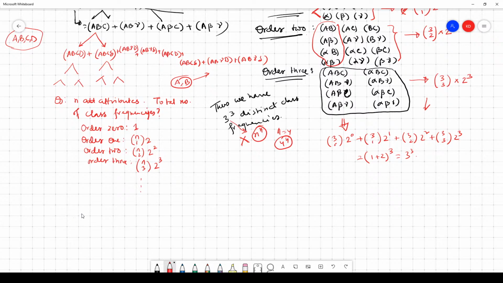So the total number of cases here is 1 plus 2 whole to the power n, that is equal to 3 to the power n. So clear? Please tell me.